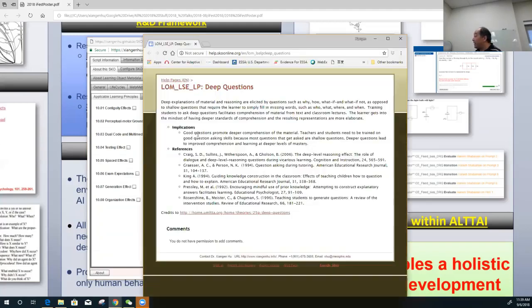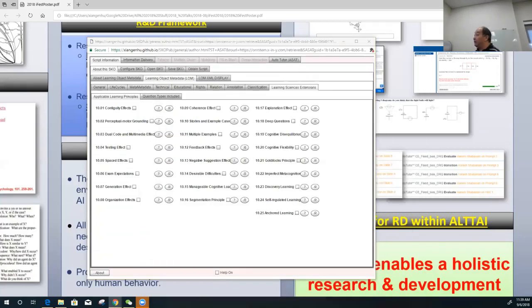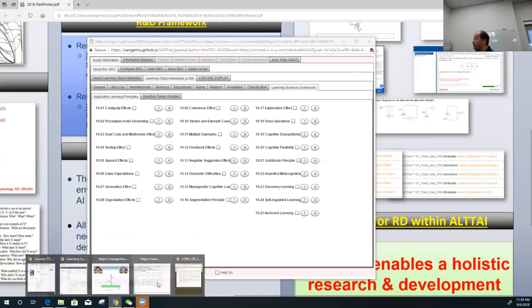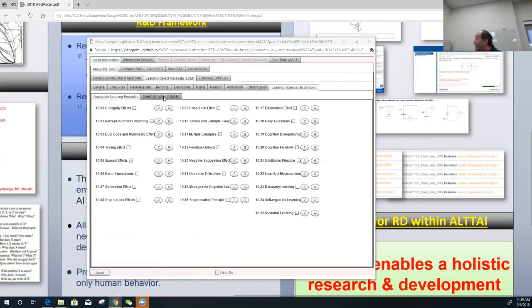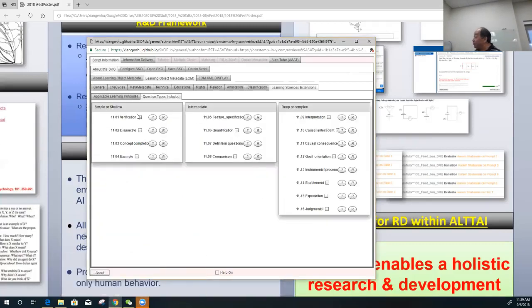So this is the describe, and you define what the description, deep questions, and the research behind it are. When I have more time, I can explain this one in more detail. Also, what kind of questions you are asking, whether interpretation questions versus causal consequence questions or simply verification questions or things like that. This goes with the learning objects or the scripts.